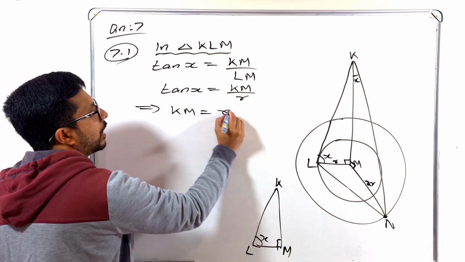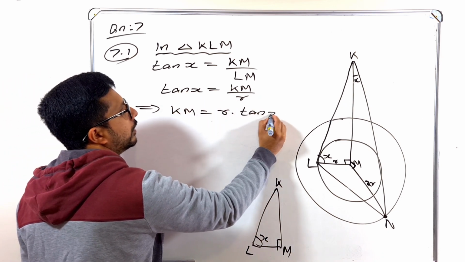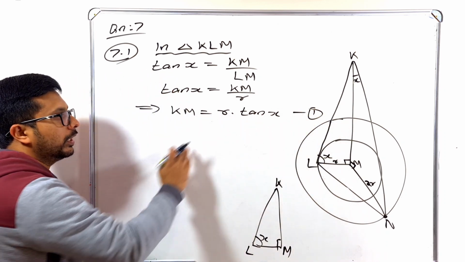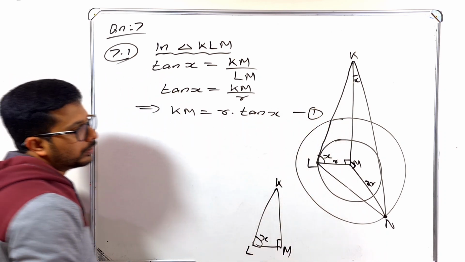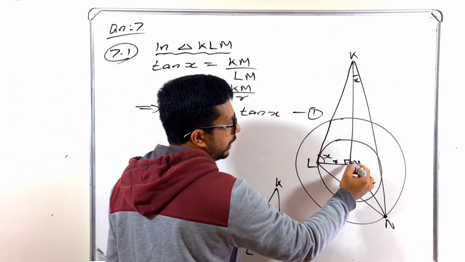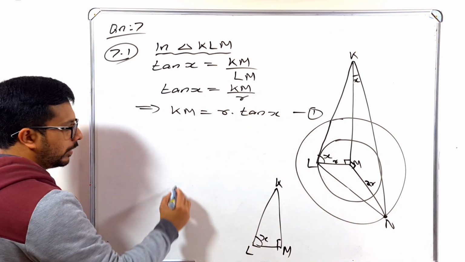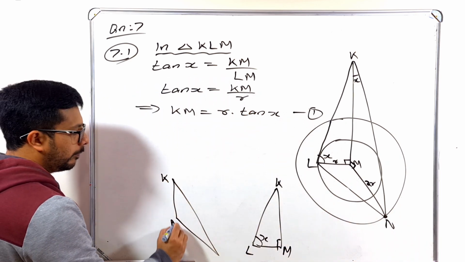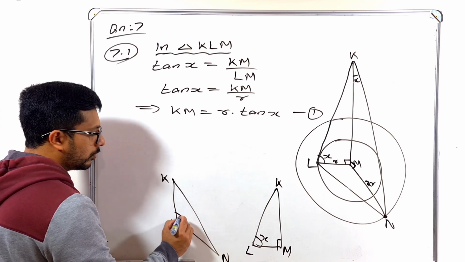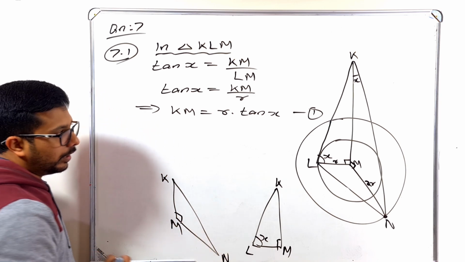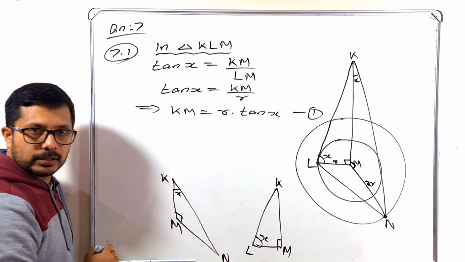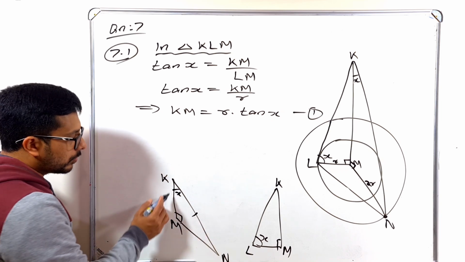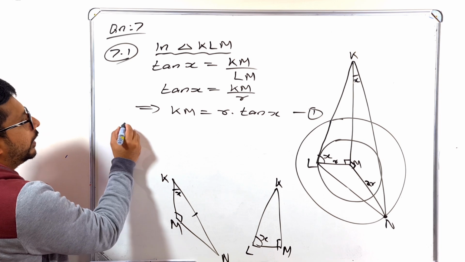Cross multiply, that is r into tan x. So that is equation number 1. I got an expression for KM. Okay, now look at this triangle KMN. Which triangle is that? This is KMN, and that angle is also 90 degrees. And here you can see that this is x. So this is 90 degrees, which means that one is the hypotenuse. Okay, so what is tan x from there?